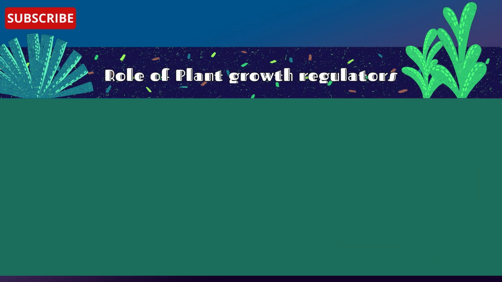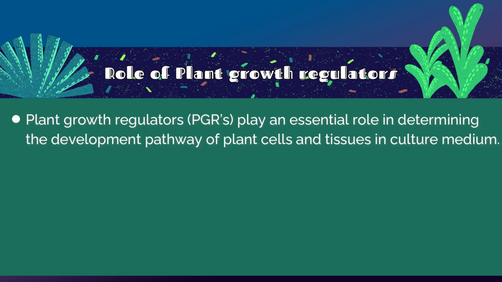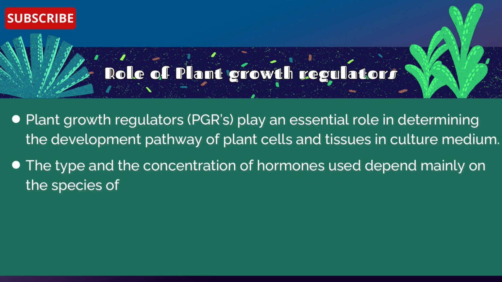Role of plant growth regulators in tissue culture. Plant growth regulators play an essential role in determining the development pathway of plant cells and tissues in culture medium. The type and the concentration of hormones used depend mainly on the species of plant and the tissue or organ cultured.